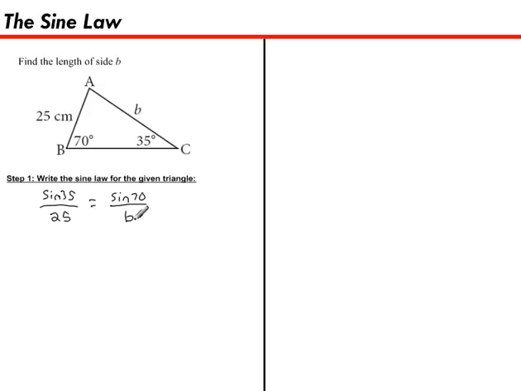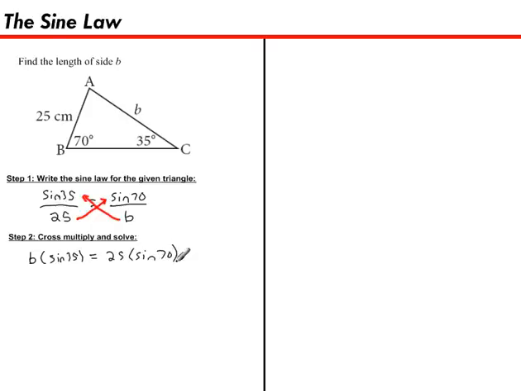Once we've done that, we need to isolate for b and solve for it. And to do that, we're going to end up doing some cross multiplication, and that's step 2. If you need help with some cross multiplication, please check out an earlier clip called Solving Proportions Cross Multiplication. Essentially what I'm going to do is do b times the sine of 35, and it will be equal to 25 times the sine of 70. So I make a cross. So let's write that out. b times sine 35, and it's equal to 25 times the sine of 70.